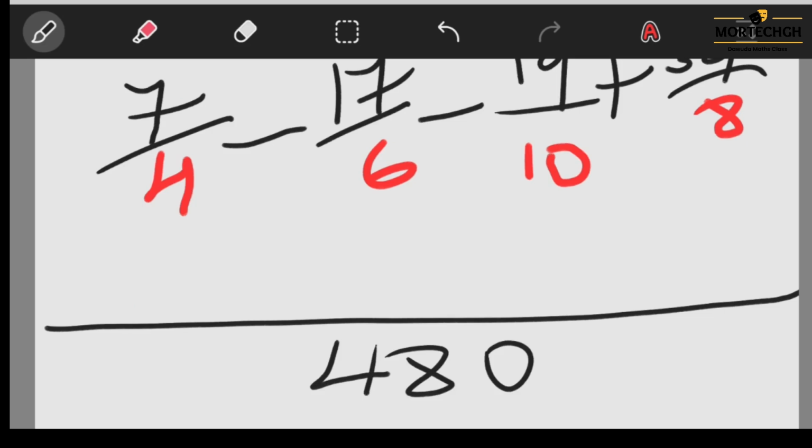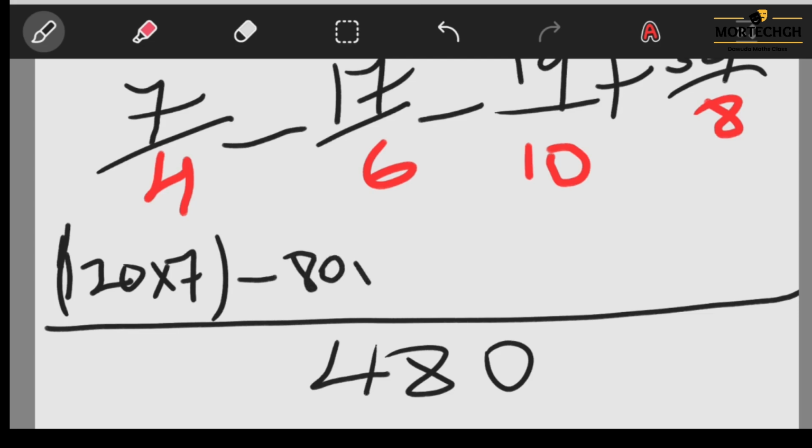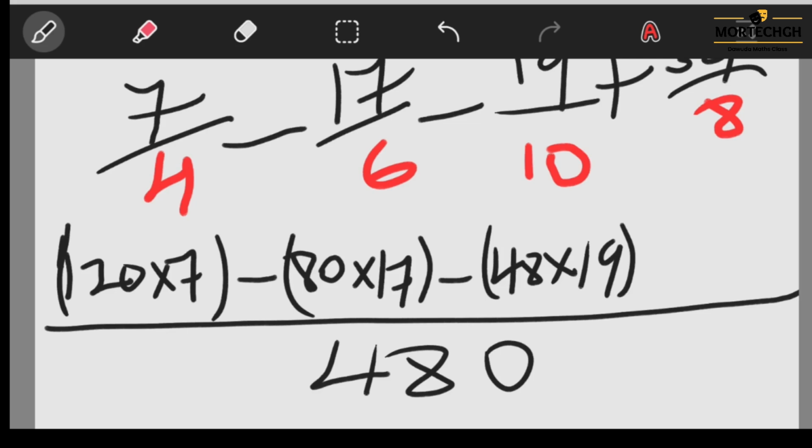Now you ask yourself, how many times will 4 enter 480? It is 120 times. So we take 120 and multiply by the numerator, which is 7. Minus, how many times will 6 enter 480? 6 will enter 480 80 times. You multiply it by the numerator, which is 17. So 80 times 17, minus, how many times will 10 enter 480? It is 48 times. So we have 48 times the numerator, which is 19, plus, how many times will 8 enter 480? 8 will enter 480 60 times. So we have 60 times the numerator, which is 39, right?